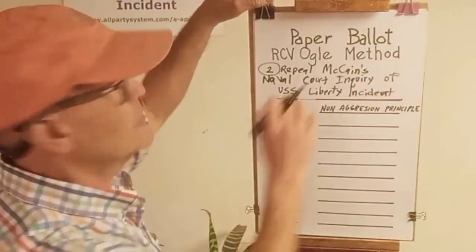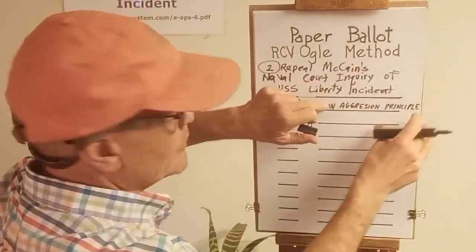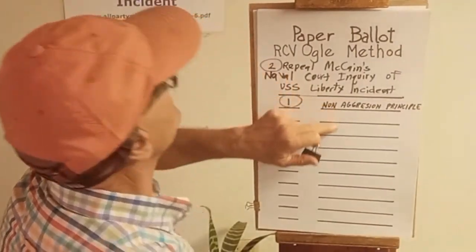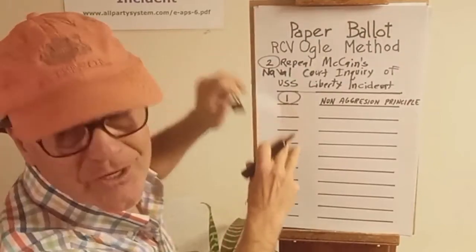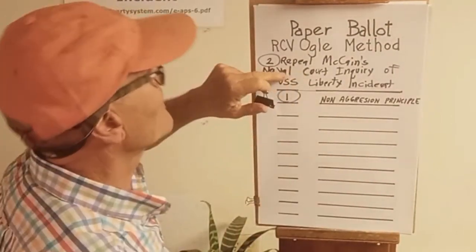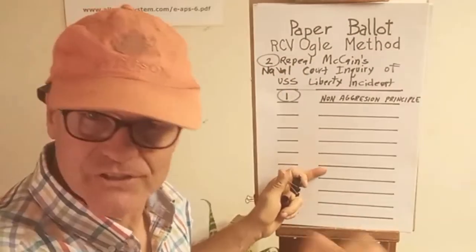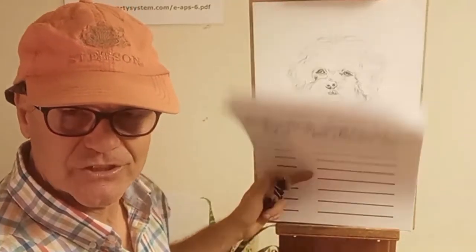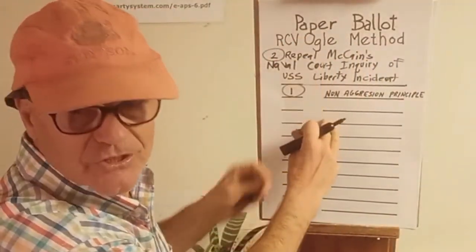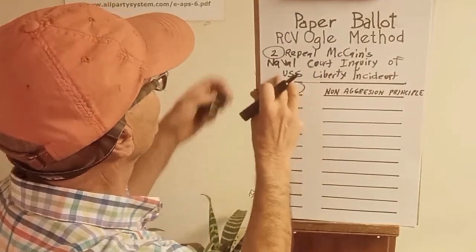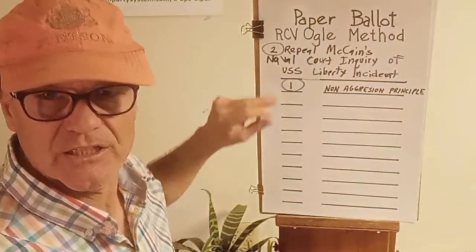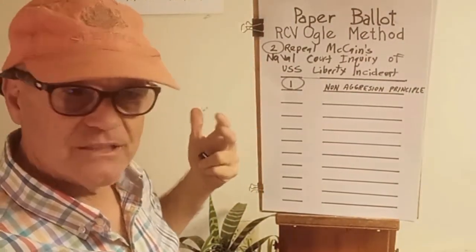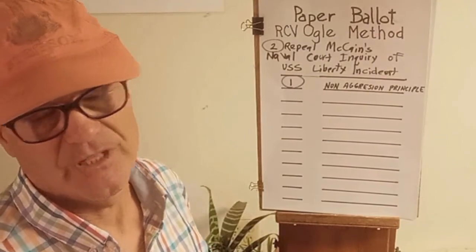Now, if you want additional items, we will be having many additional items, and if you can't fit it on the front, just flip it over on the back. And when you mail it in, you sign it and put your contact information. So if there's any questions, we can contact you. Now, one thing about the Ogle method, it does use RCV, ranked choice voting, but not the single transferable vote.